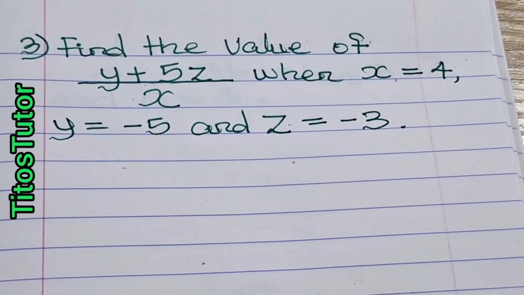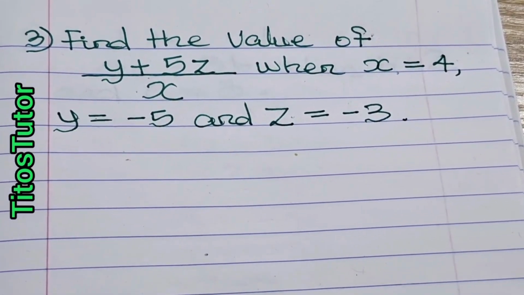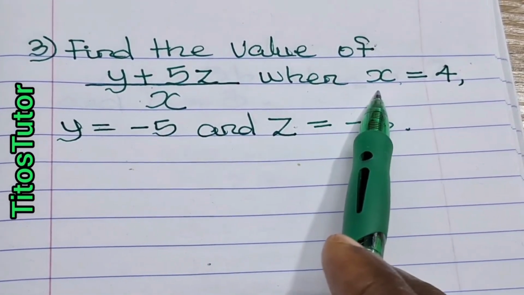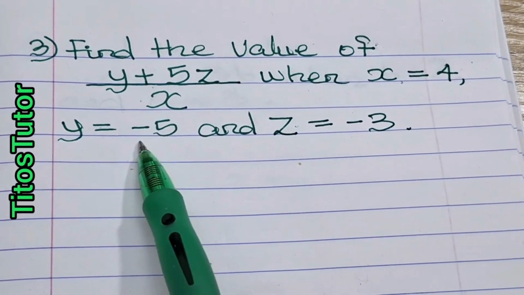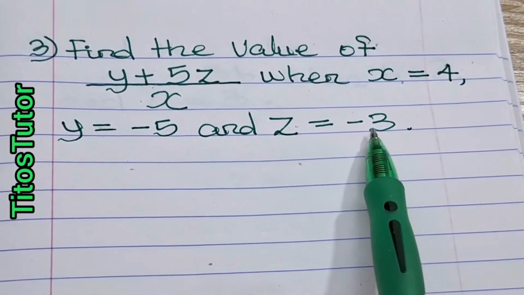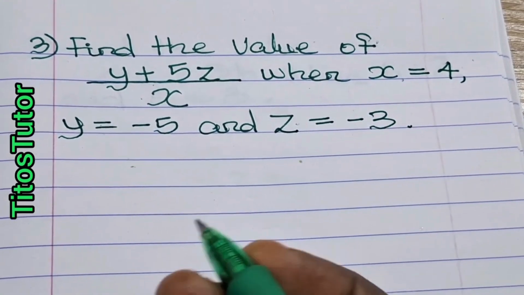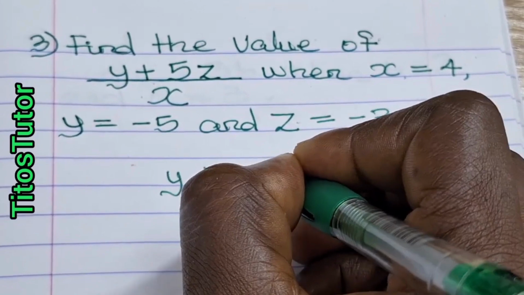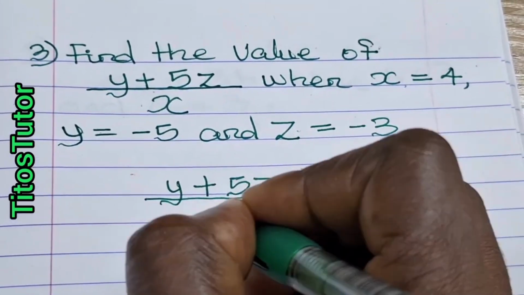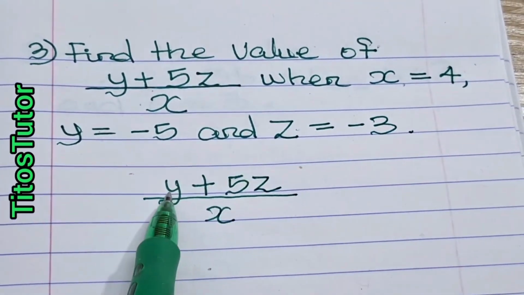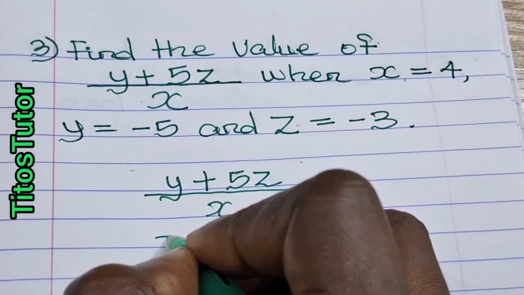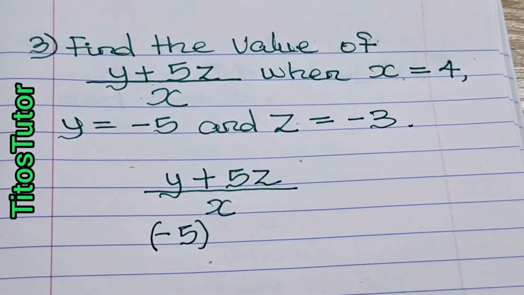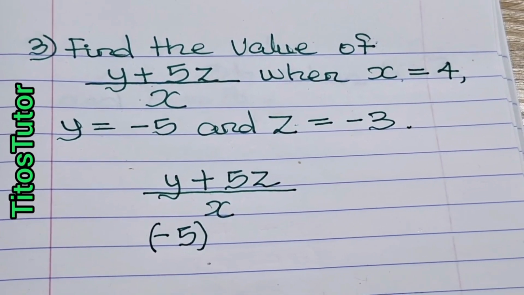Example 3. Find the value of y plus 5z all over x, when x is 4, y is -5, and z is -3. Okay, so I'm going to write the expression again. All over x. In place of y, I put a -5. You see, I always put my numbers with negative in brackets so I don't get confused, right?